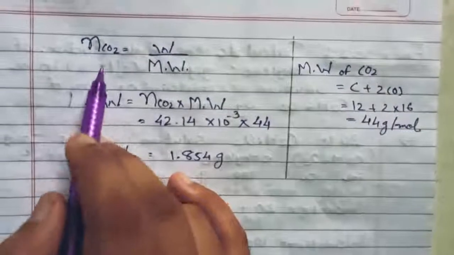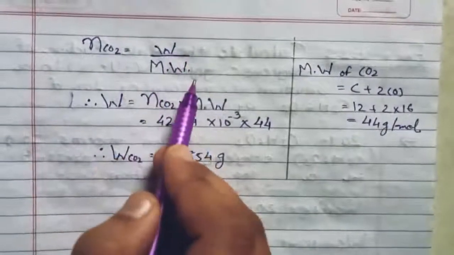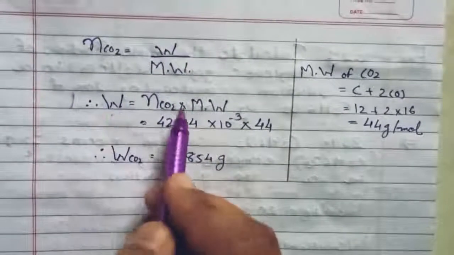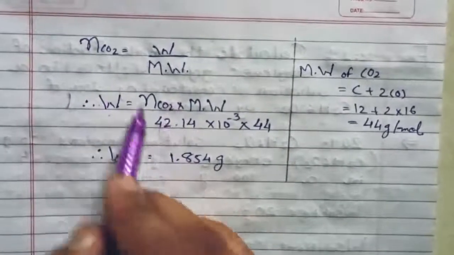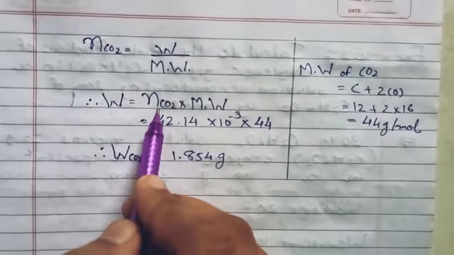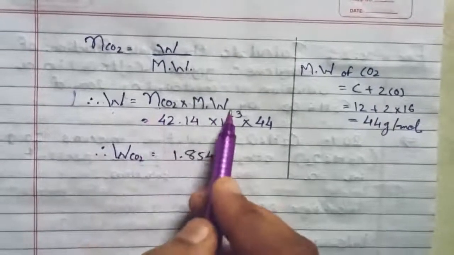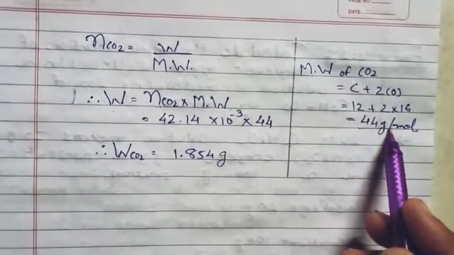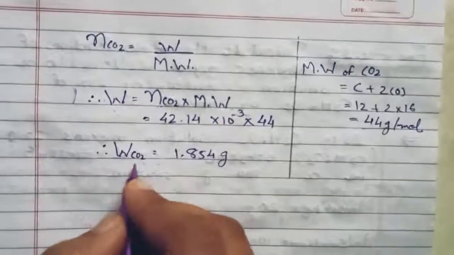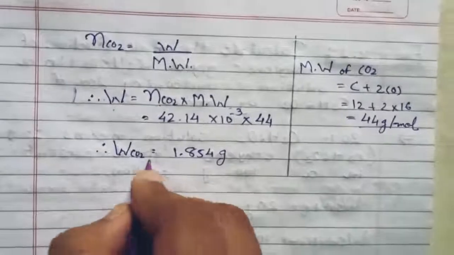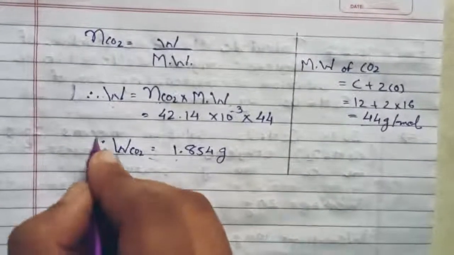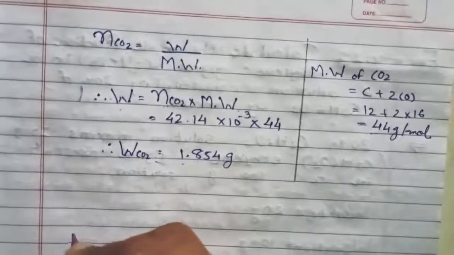Now moles of CO2 is equal to mass of CO2 divided by molar mass of CO2. We need the mass of CO2, so make it the subject and rearrange the formula. We know the moles of CO2 we already calculated, and the molecular mass of CO2 is 44 gram per mole. So we will get mass of CO2 equal to 1.854 grams. That is how much CO2 we have to dissolve.